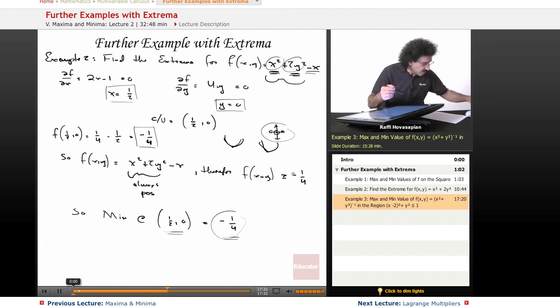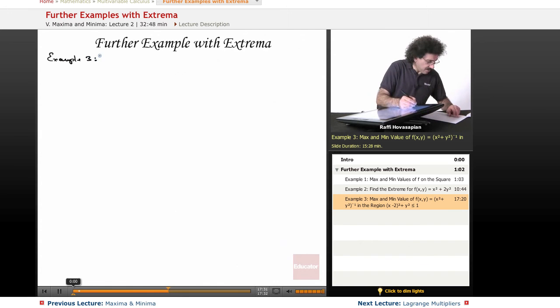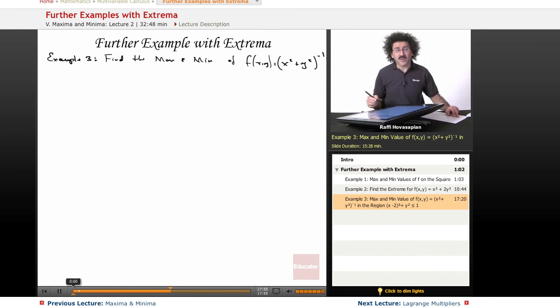Okay, so let's do another example. Let's see. Example 3. Find the max and min of f of x, y equals x squared plus y squared to the negative 1 power. Okay, so a slightly more complicated function here.